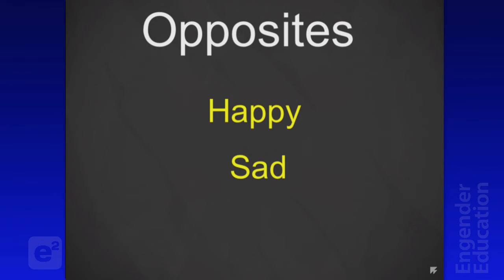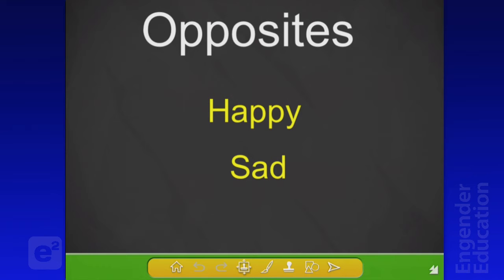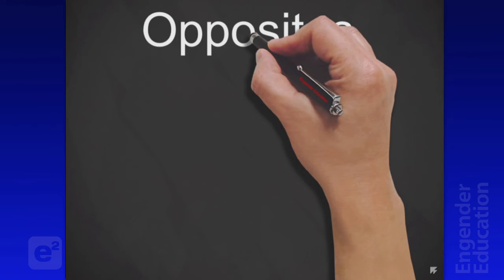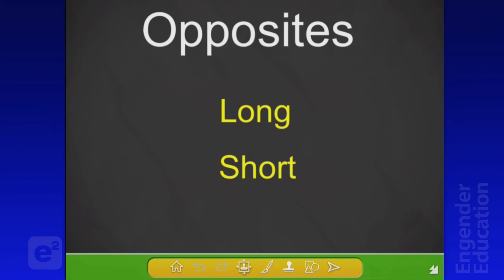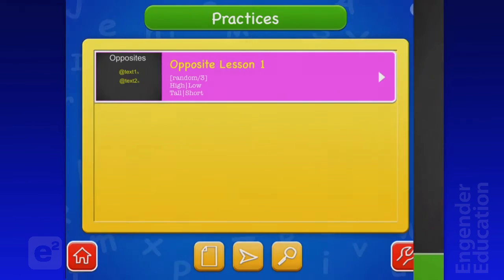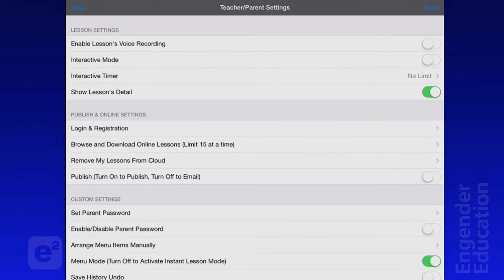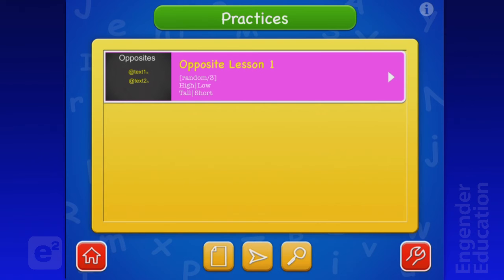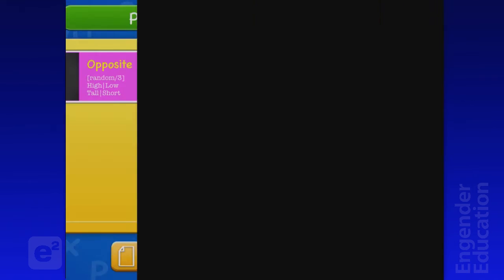Happy, sad. Okay, remember happy and sad is in the third row. Now it appeared first. Long, short. Okay, that's a new one we just created. Tall, short. Okay, see? Now, if you set it to view mode here, which is non-interactive, it just plays the whole thing. Let's see.